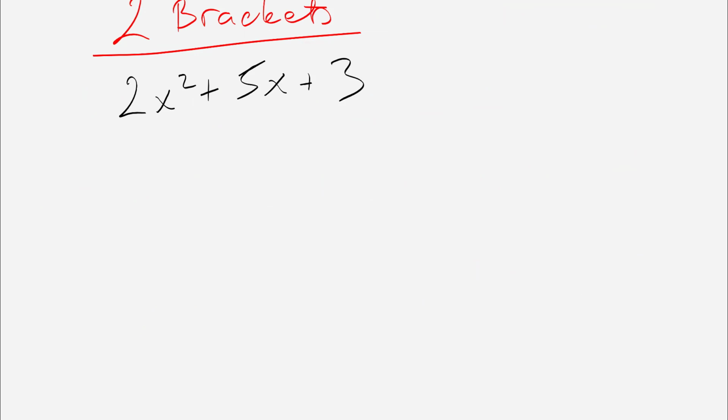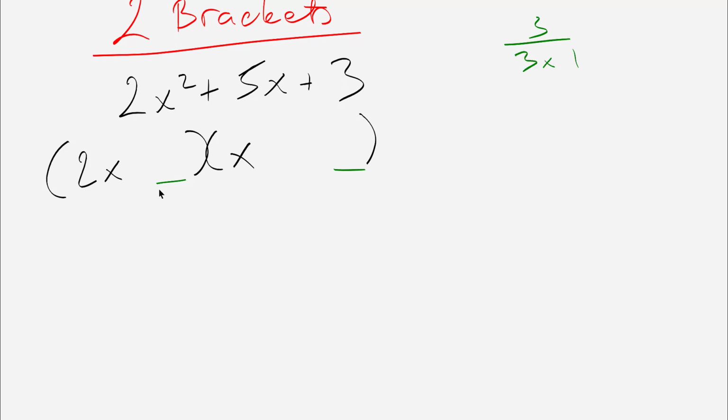So let's look at this first one here. 2x squared plus 5x plus 3. We call this the two brackets method because we go straight to writing out the two brackets. And the first thing we put into each bracket is what multiplies to give me 2x squared. That's 2x times x. The other thing we put into each bracket is what multiplies to give me 3. So the factors of 3 are just 3 and 1.